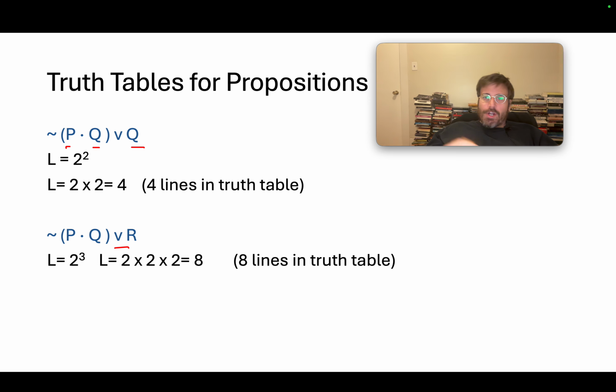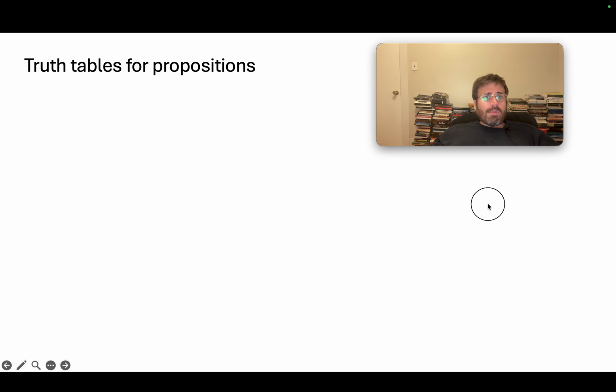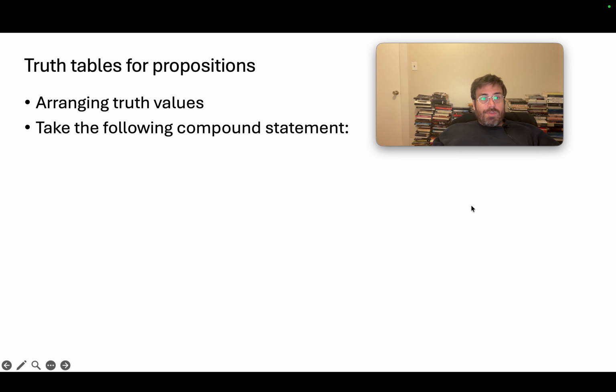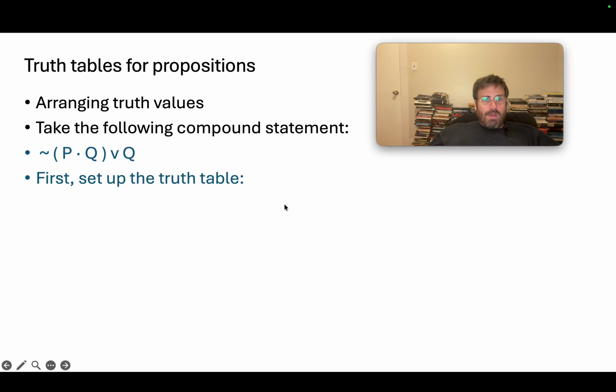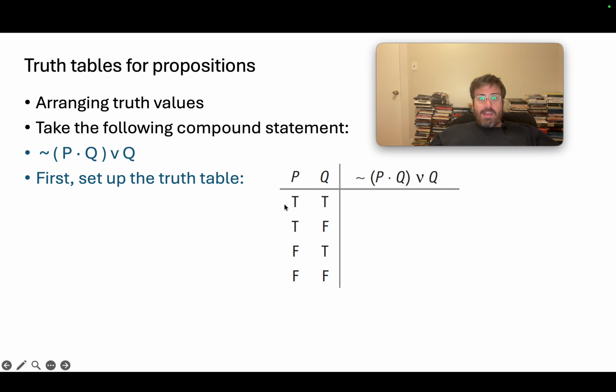So it's just a very good way of making sure that when you're building your reference tables, you're doing so with the right number of lines and therefore the right number of possible truth combinations. Okay, so how do we arrange the truth values? If we take this statement, either it is not the case that both P and Q or Q, we have to set up our truth table first.